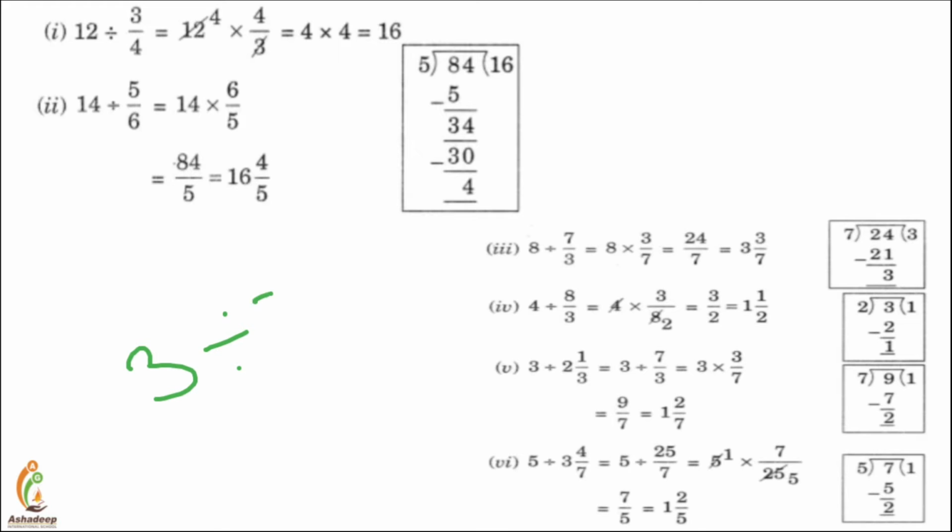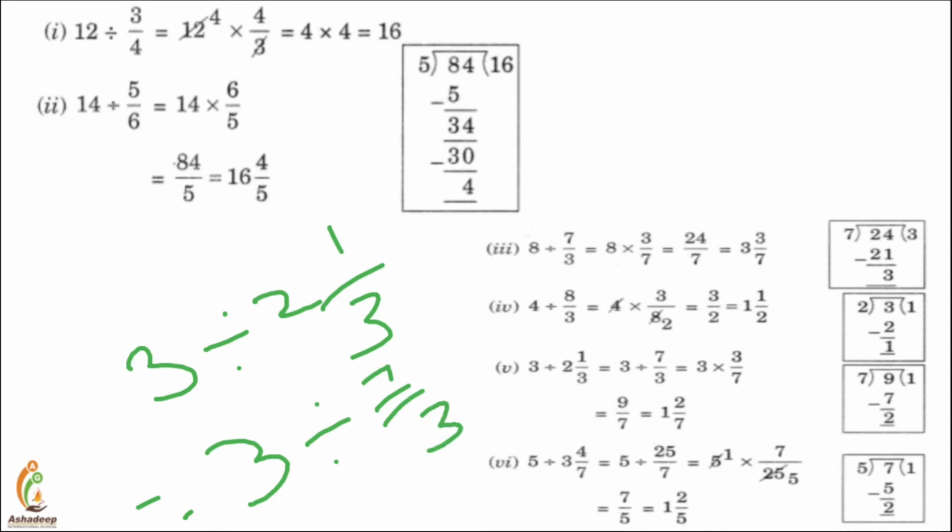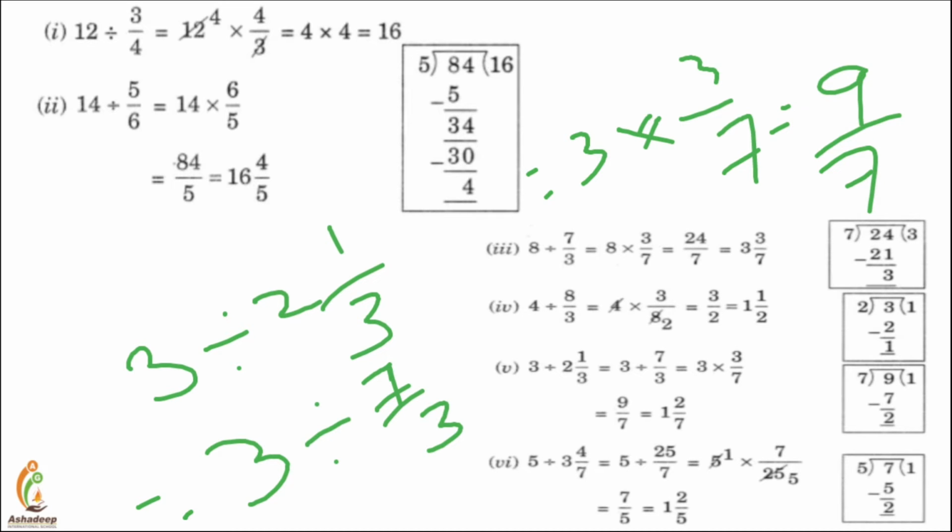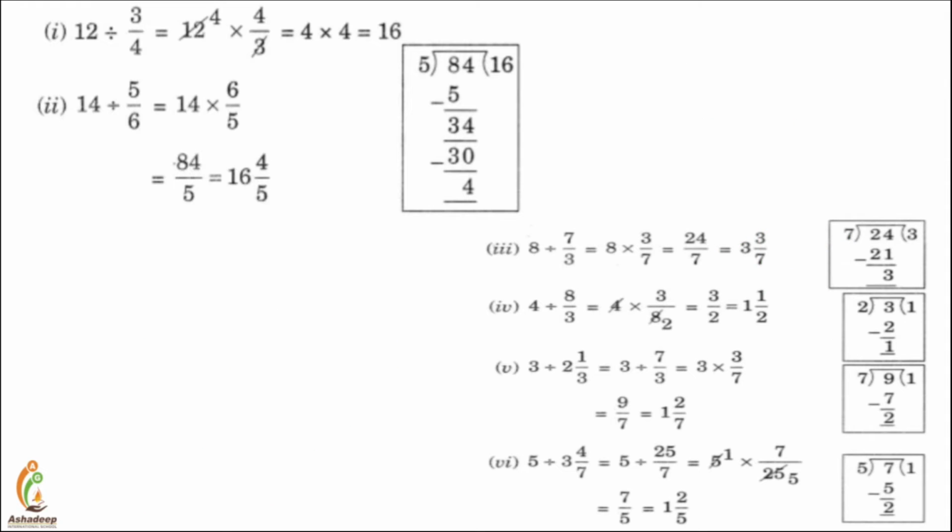Then 3 divided by 2 1 upon 3. Now first we have to convert this into an improper fraction. So 3 2s are 6 plus 1, 7 upon 3. Right? Now let's do 3 multiplied by 3 upon 7. So 9 upon 7. 1, 2 upon 7 in mixed fraction. Okay? It's too simple.